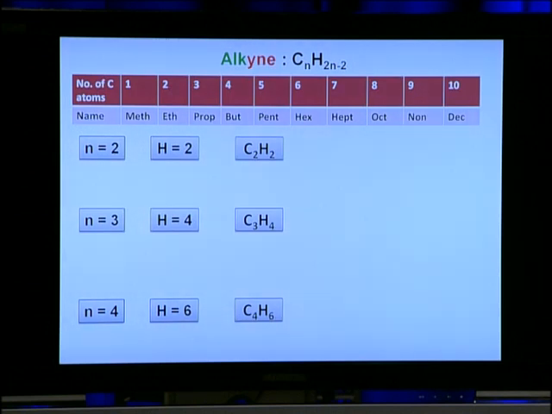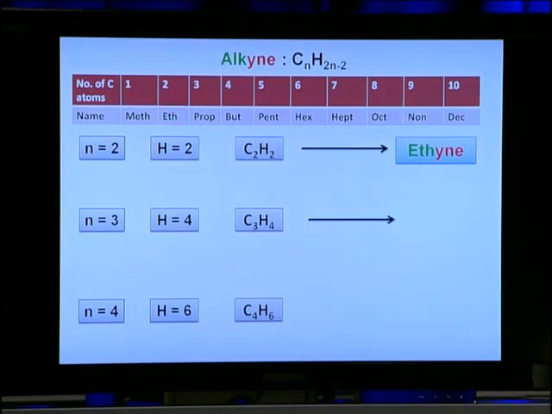Now, how to name those compounds? What is the name of the compound with C2H2 as formula? What is the name of the compound with the formula C3H4? What is the name of the compound with the formula C4H6? Since this compound has 2 carbon atoms, we can assign the prefix eth and then add yne, because it contains a triple bond, so it becomes ethyne. Ethyne is the name of this compound.